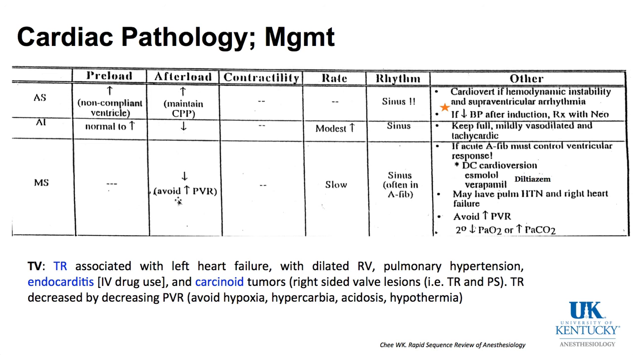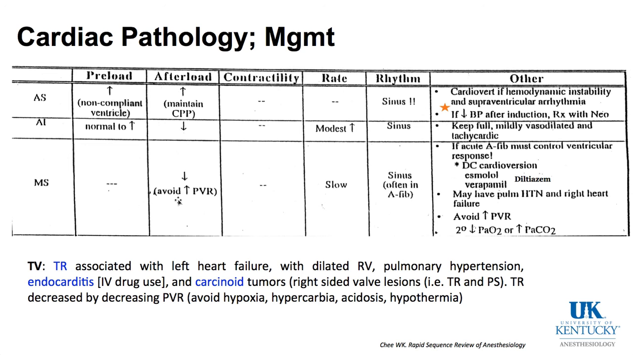So don't vasodilate them. Don't let them get hypoxic, hypercarbic, acidotic, or hypothermic, because blood is already backing up from that stenotic valve into the pulmonary circulation, potentially causing pulmonary hypertension. And if you vasoconstrict the pulmonary vasculature with one of those bad things like hypoxia, hypercarbia, etc., you can have right heart failure. You need to give time for blood to cross that small-orificed valve, so keep the heart rate slow, and they definitely need the atrial kick.